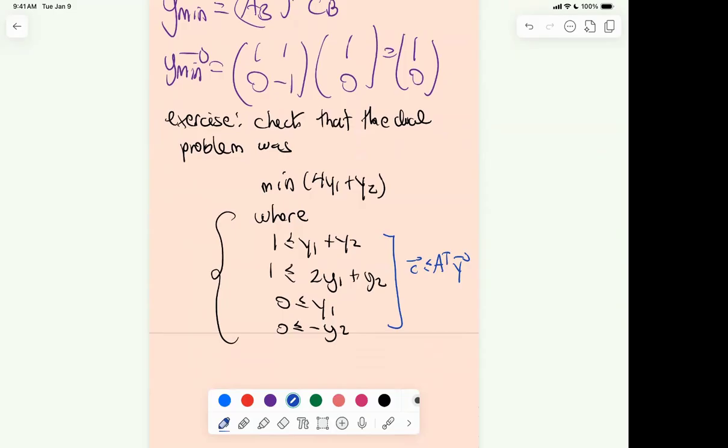Again, in the dual, in this version, you don't have to ask for the variables to be non-negative. In this case, for example, y2 will be negative because negative y is positive. So this one works without that requirement on the positivity of the variables.